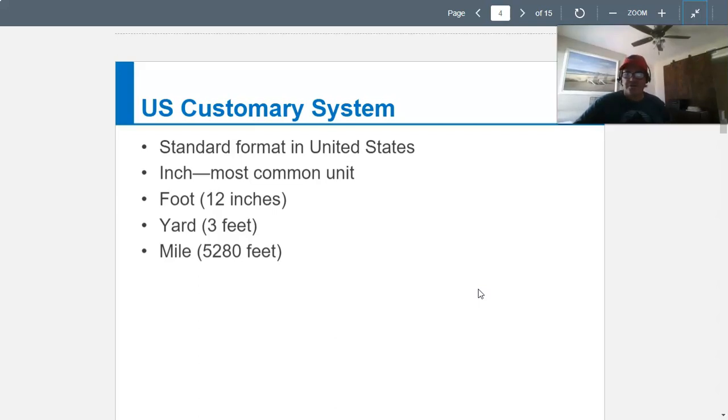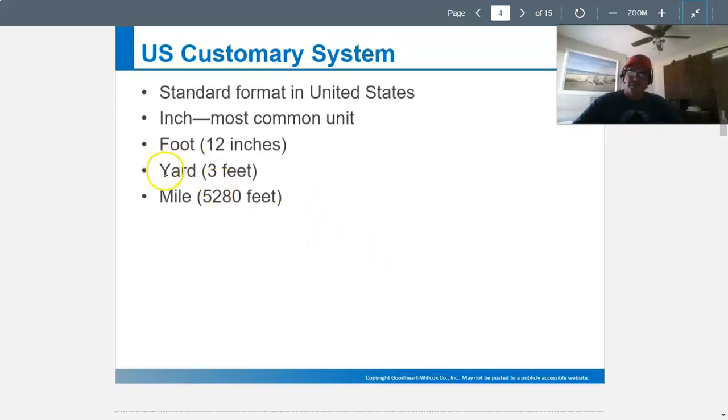Obviously, if you're manufacturing parts smaller than an inch or smaller than a foot, you're going to be using inch. And you actually don't even use yards that much anymore.